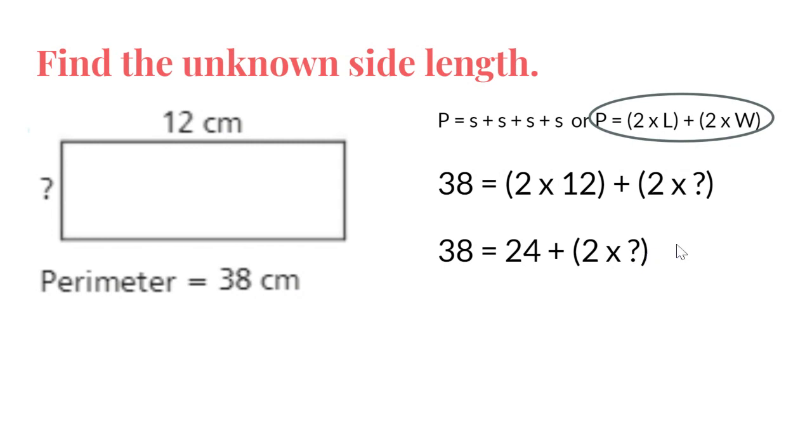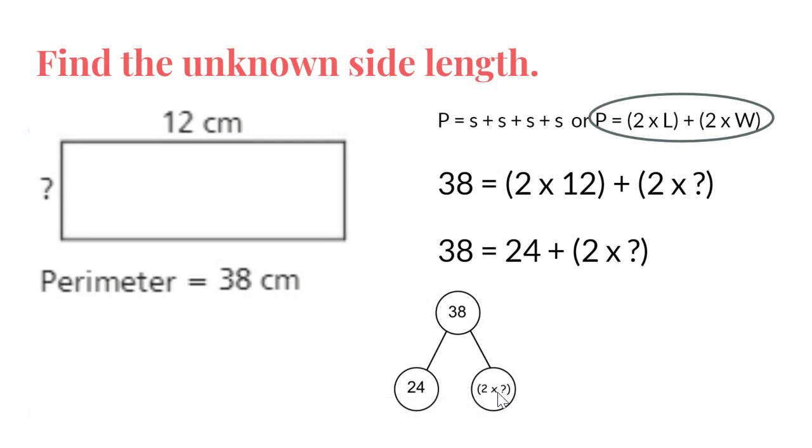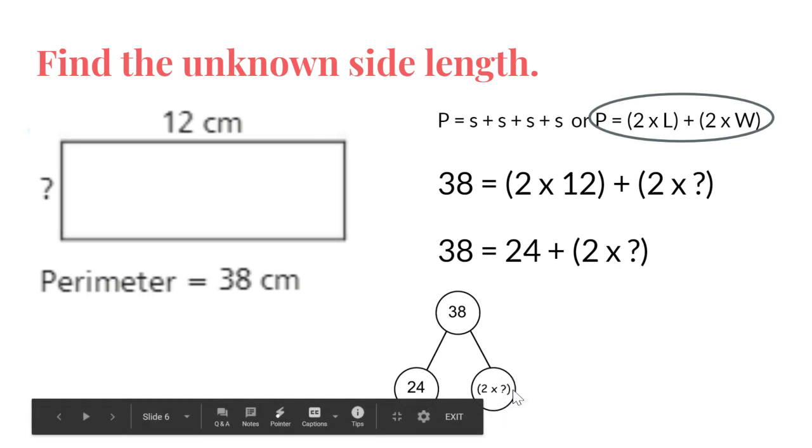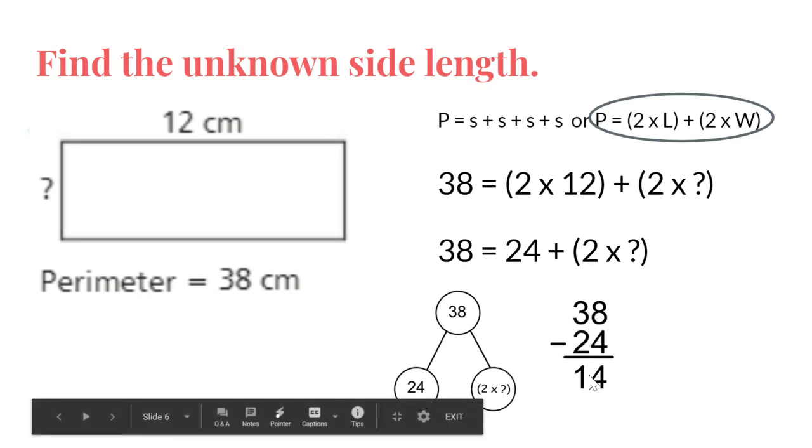Okay, so now I'm kind of stumped. I don't know what to do. But I remember a strategy. I can draw a math mountain. Now math mountain here, I'm going to have my total, which is 38. And I have one of my add-ins is 24, and the other add-in is 2 times something. I don't really know. I can figure out what this add-in is going to be if I do subtraction. So if I do 38, take away 24, it's going to be 14. So I know that this should equal 14.